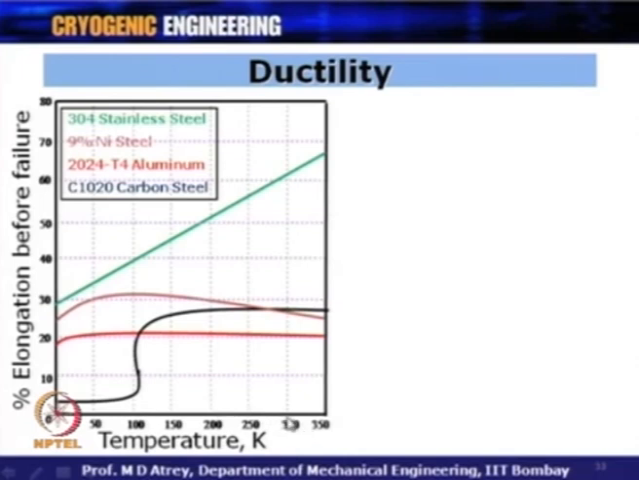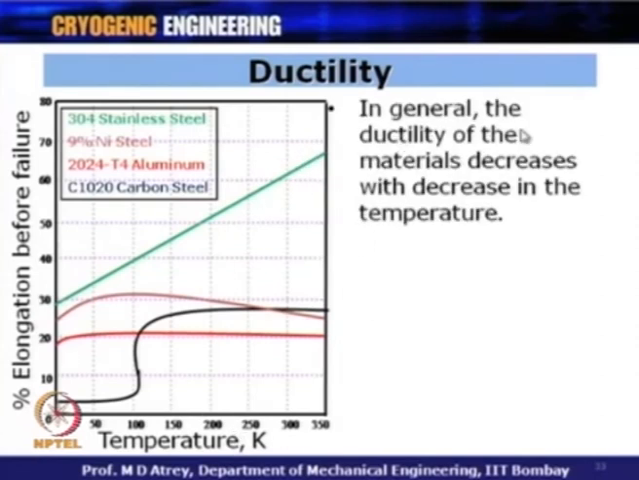As you can see, as the temperature gets reduced, the percentage elongation decreases. So, this is for stainless steel, this is for nickel, this is for carbon steel, and this is for aluminum. In all the cases, what you see is as the temperature gets lower, the percentage elongation gets lower. So, again you get a DBT transformation for carbon steel, meaning that it cannot be used at low temperature, while the stainless steel, nickel steel and aluminum can definitely be used, although the ductility is lower at lower temperature as compared to the room temperature.